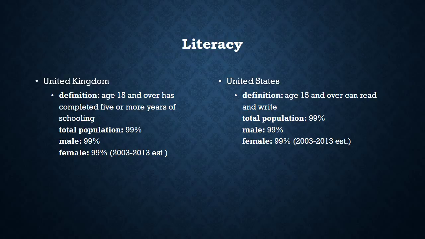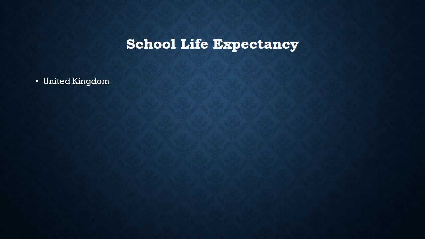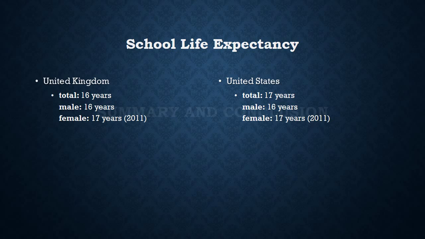Therefore, the result for this indicator is inconclusive, although it can be argued that the UK has a stricter definition for literacy. For the school life expectancy, both countries exhibited almost the same time span at 16 to 17 years. But the US wins because its average school life expectancy is longer at 17 years. We shall now go to the group's summary and conclusion.